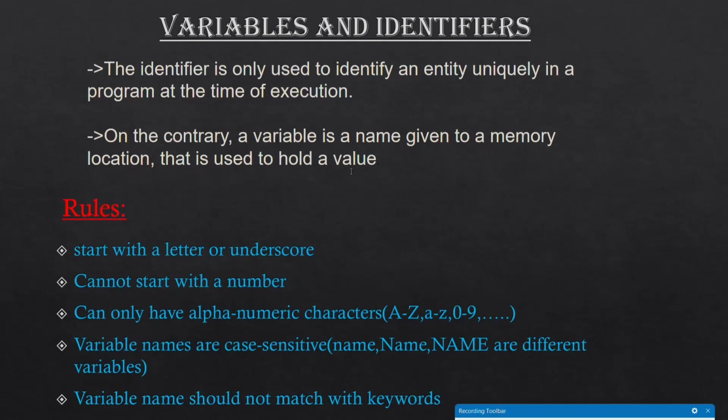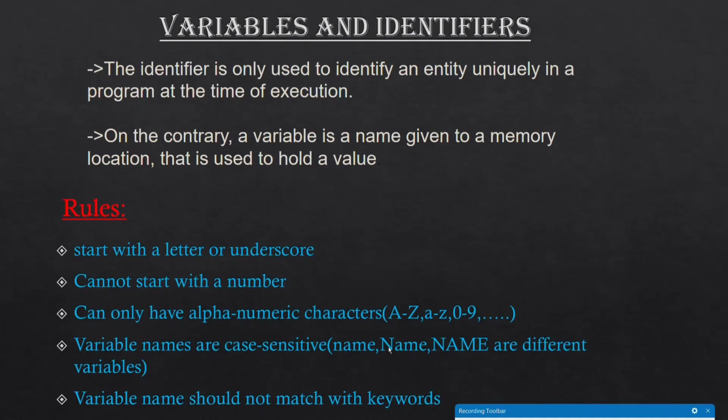There are some rules for identifiers. An identifier can't start with a number; it should start with a letter or an underscore, and it can also have alphanumeric characters like a to z, capital A to Z, and 0 to 9. Variable names are case sensitive. So if name is one identifier, then capital NAME is another variable, and name with all capital letters is another variable.